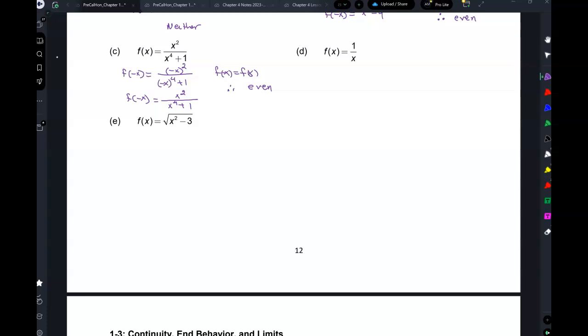Okay, look at this one. F of negative x is 1 over negative x. F of negative x is negative 1 over x. Not the same function. This is the negative of the function, right? So we say f of negative x is negative f of x. So this is odd.